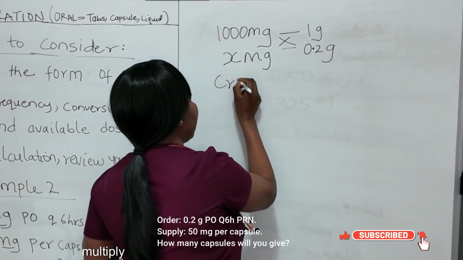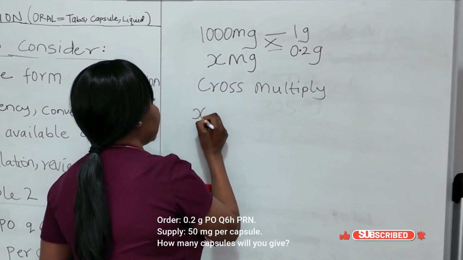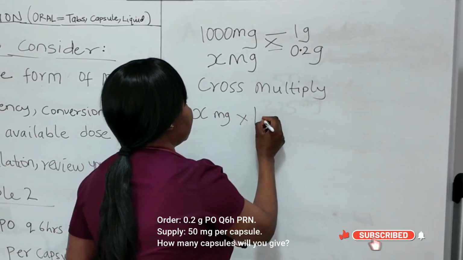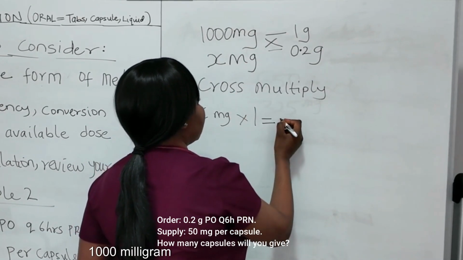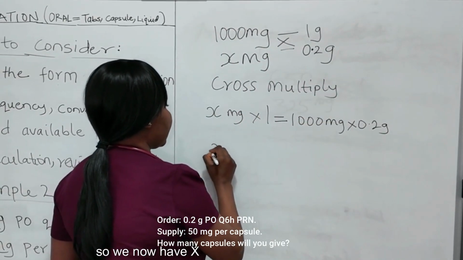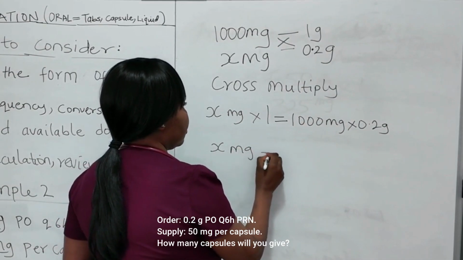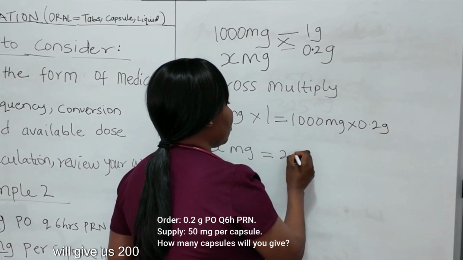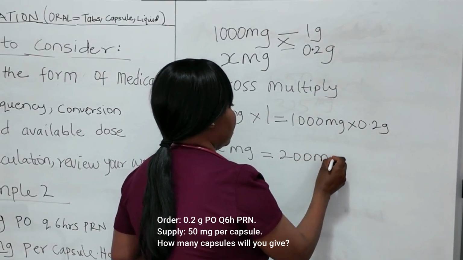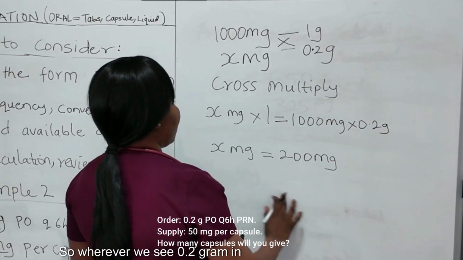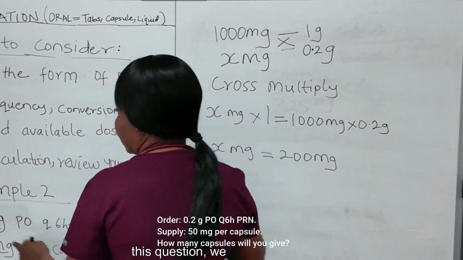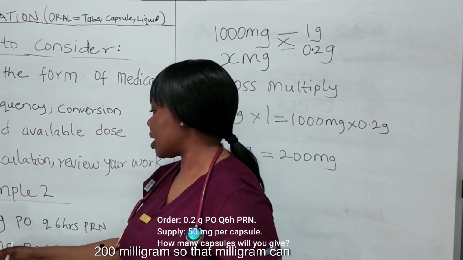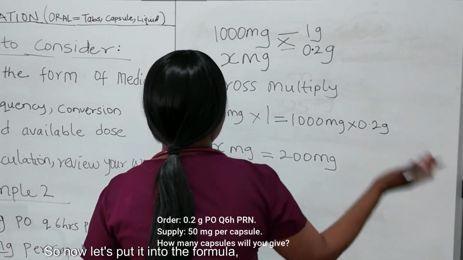Next thing we're going to do is to cross multiply. So when we cross multiply, we're looking for X in milligram multiplied by 1 in gram equals 1000 milligram multiplied by 0.2 gram, which will give us 200 milligram. So wherever we see 0.2 gram in this question, we will be putting 200 milligrams so that milligram can cancel milligram.